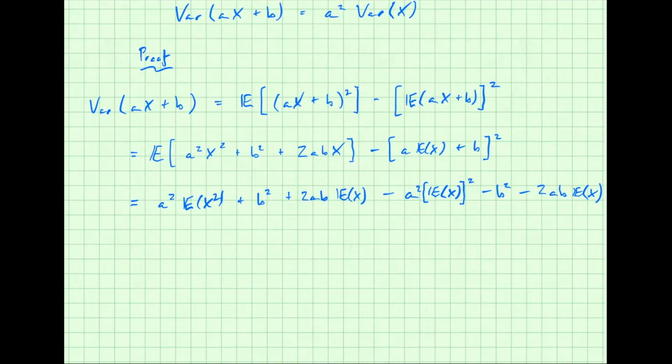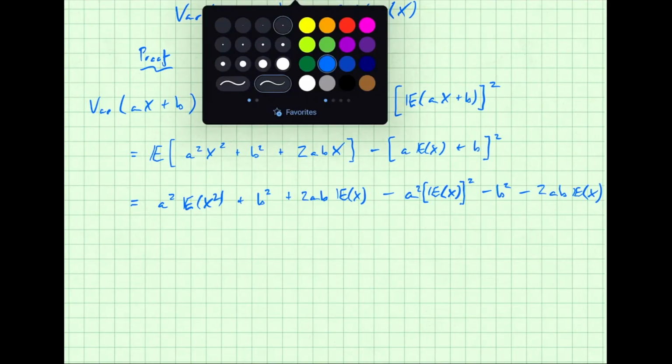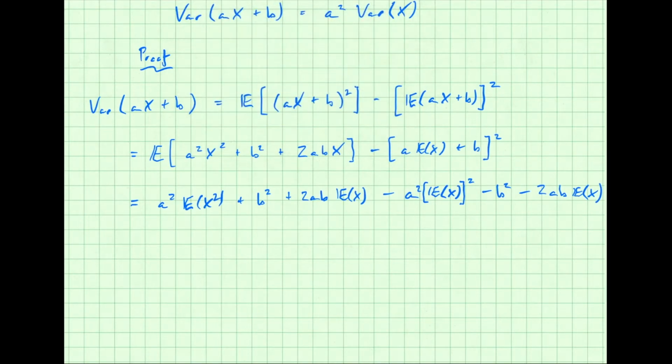Now if you look at this, there's a lot of things that cancel out, so I'm going to use a different color here. We have the cross term 2ab times the expected value of x with a plus sign in front of it, and here we have minus that. So those two are going to cancel out. We've got a b squared here, and here we've got a minus b squared. And so the only two terms that are going to survive to the next line are this one and this one. So we'll write those out.